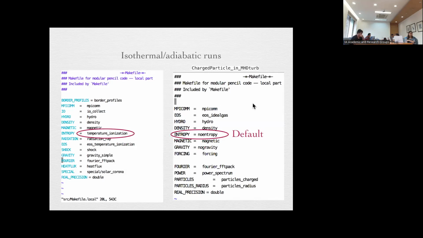Now, if you don't want such complicated things in the energy equation, you may have other complicated things in other modules. For example, this was the module Dhruvo was showing yesterday. And in his case, the entropy is set to no entropy, which means it is isothermal. So in the entire domain, the temperature is essentially fixed. So this is the default in the original makefile.